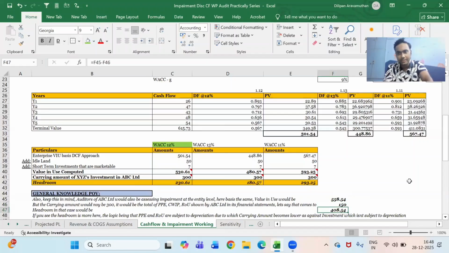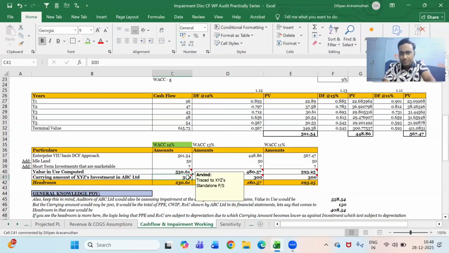It is significantly higher. So guys, if you see here, the headroom is more. Why is the headroom more, sir? Because the PPE and ROU values are subject to depreciation, but the investment carrying amount of 300 crores is not subject to depreciation. It is only subject to impairment. So the gross block would have been way higher than this, but since it got depreciated year on year, the carrying amount got reduced substantially, and the headroom is significantly higher here.